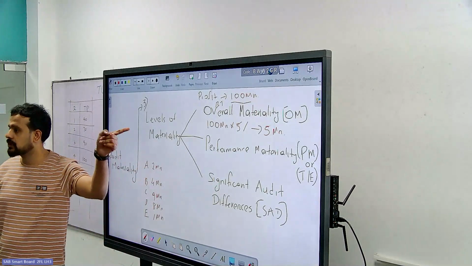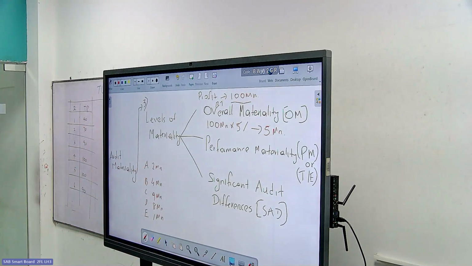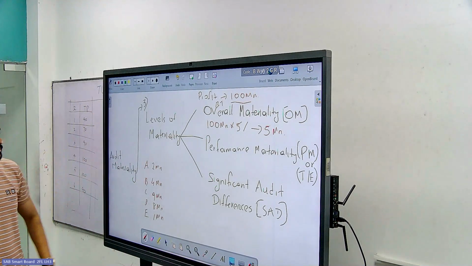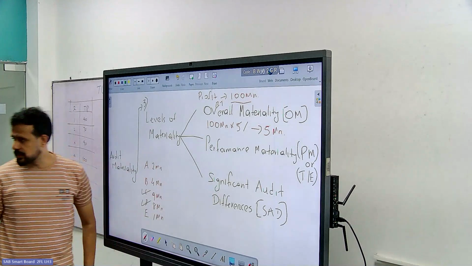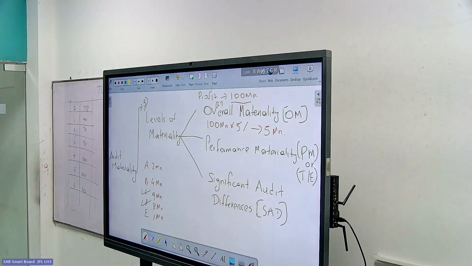If you take the overall materiality as 5 million, and you do the audit taking 5 million as the materiality level, what transactions will you check? 9 million you will check, 8 million you will check. You have computed overall materiality as 5 million, so you decided that below 5 million is not material. So I should consider only above 5 million, and I have checked these two.